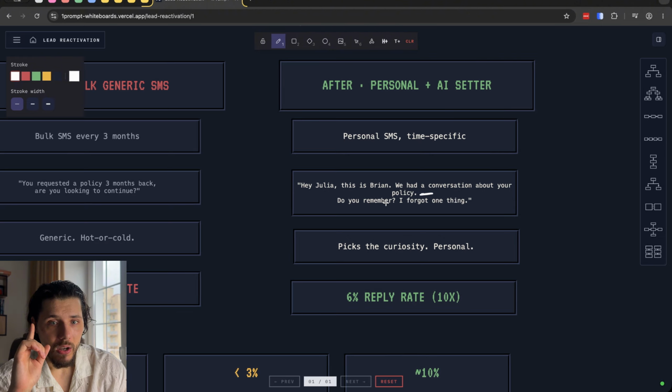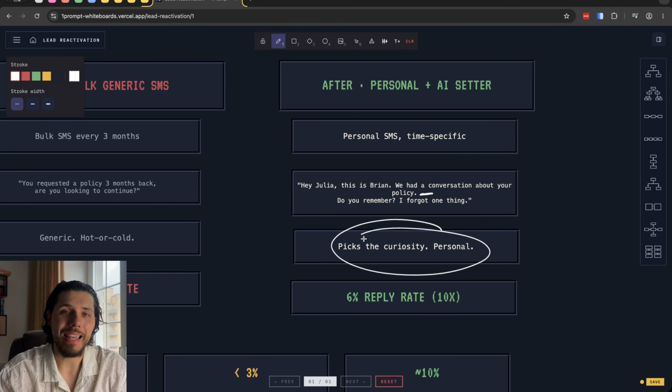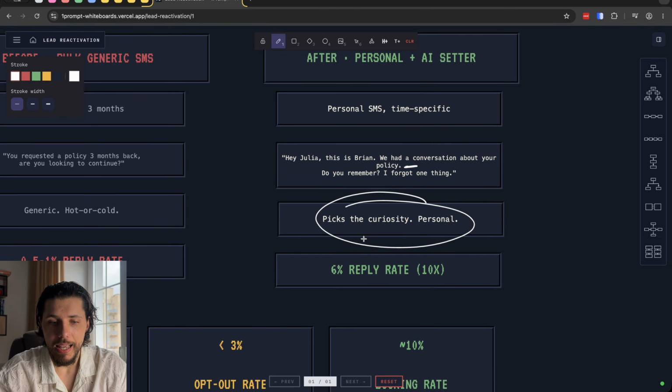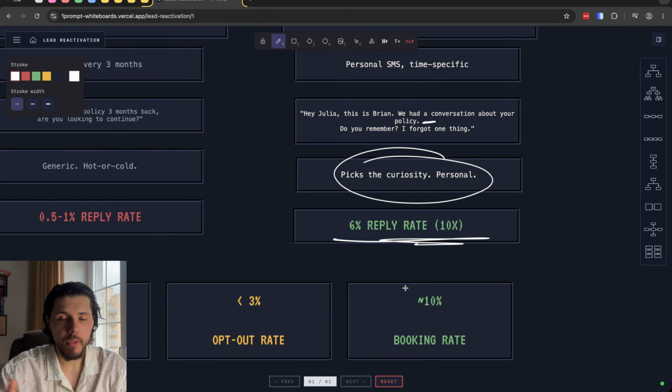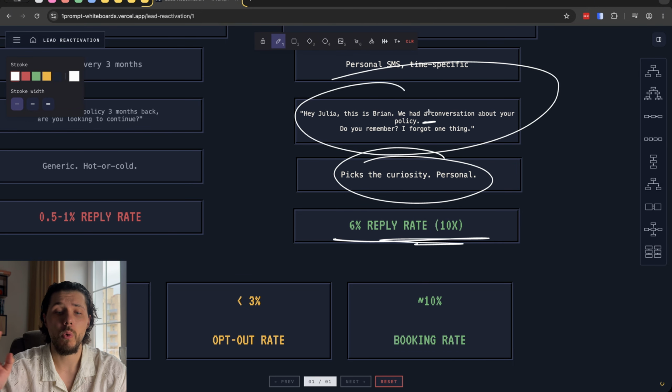That's it. So think on what it does. Essentially, it piques the curiosity, and it is very personal. This is why, on average, right? So this is the average stats. We are getting a 6% reply rate. Some of the campaigns were getting around 7 to 8%, but for the most part, because we were obviously A/B testing the different messages, we're getting 6%.